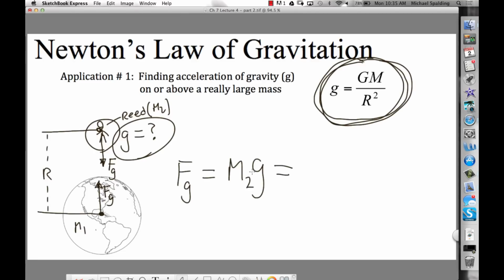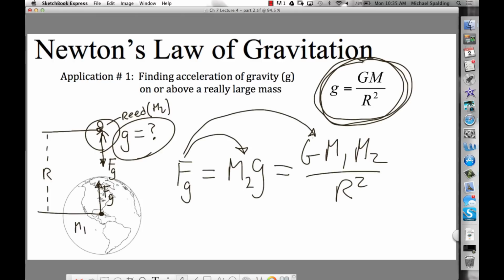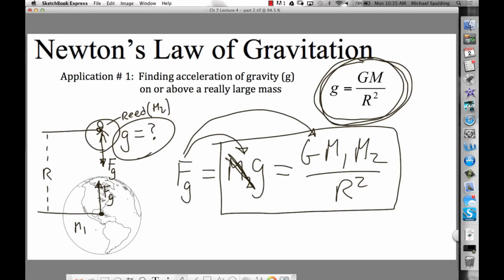But what I just showed you today is that there is a second equation for the gravitational force between objects. What's the second equation? Big G, M1, M2 over R squared. There are two equations for the force of gravity, so you set these equal to each other. Sorry, Reed, what happens to your mass? It cancels. So it doesn't matter. It doesn't matter if this was Reed or a bag of potato chips or a tennis ball.